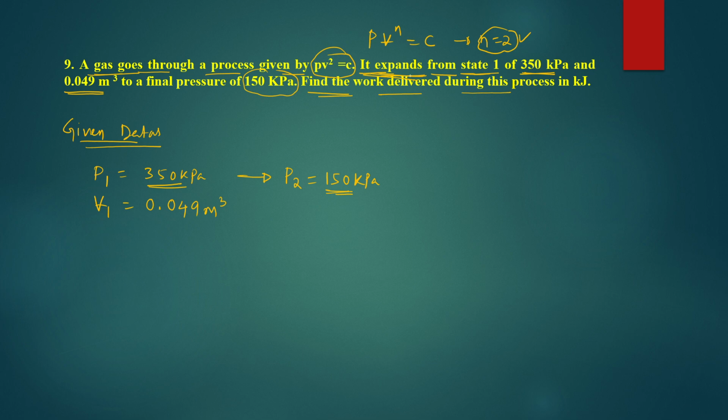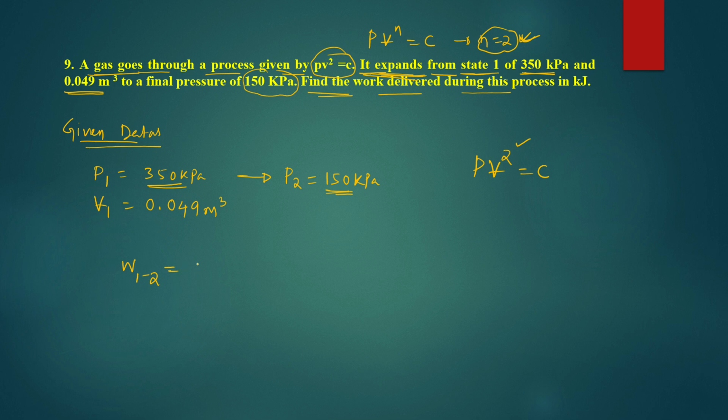Because this is an expansion process, that simply means your system is doing some work. It is giving some work to the surroundings, and we have to find out how much work it will be delivering to the surroundings, right? So obviously we'll be calculating this work interaction, okay? And the equation given to us for this process is PV raised to the power 2 equal to constant, and we know n is equal to 2 here. Basically this is a polytropic process with polytropic index 2, right?